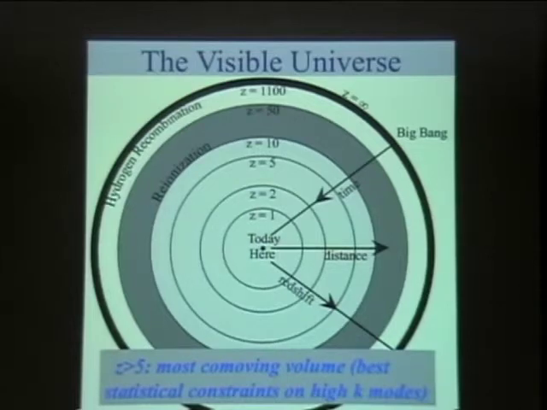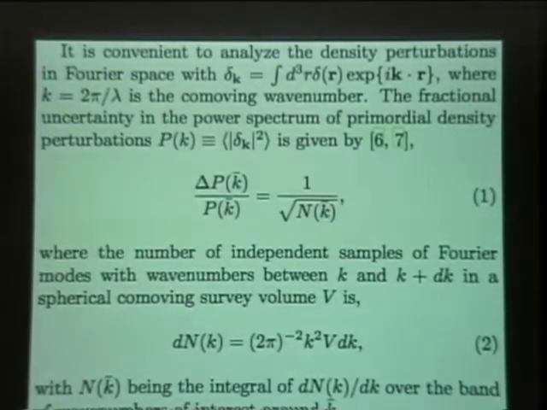Now, why is that important? Because if we want to figure out the initial conditions that the universe started with after inflation, what we would like to find is the largest number of independent regions that sample those initial conditions. And so how do we do this calculation? This is based on a paper that I published a few months ago.